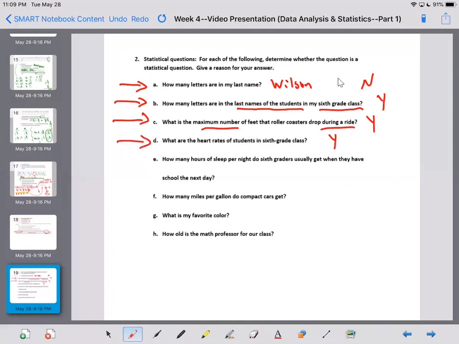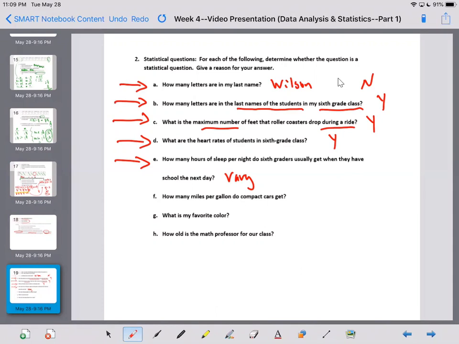E, how many hours of sleep per night do 6th graders usually get when they have school the next day? That could vary. And it would vary. You could even take 6th graders out and then look at high school students, or thinking maybe of teachers and students in the school, even ask adults or whatnot. Something that's going to question that is going to create that variability.